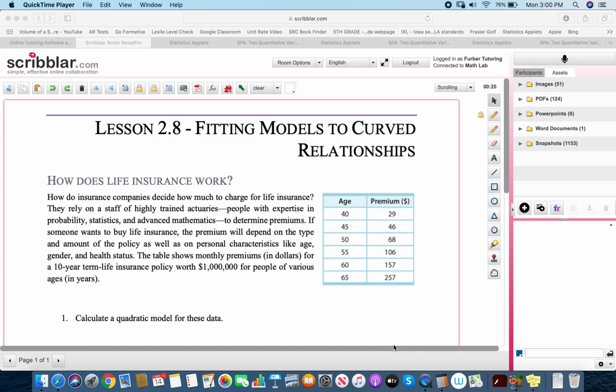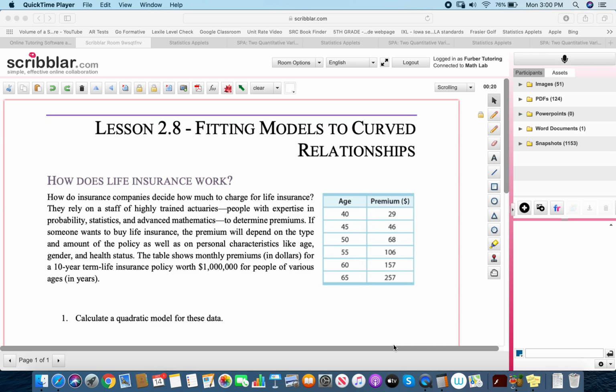2.8 application is going to ask us to spend some time making some other regression models, quadratic and exponential, and then comparing the two to see which one might be better for a given set of data. So the title of this is How Does Life Insurance Work? It says, how do insurance companies decide how much to charge for life insurance?